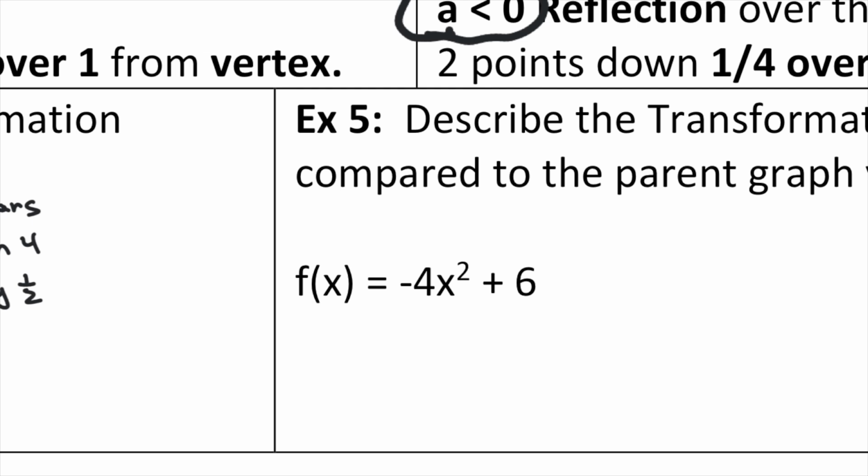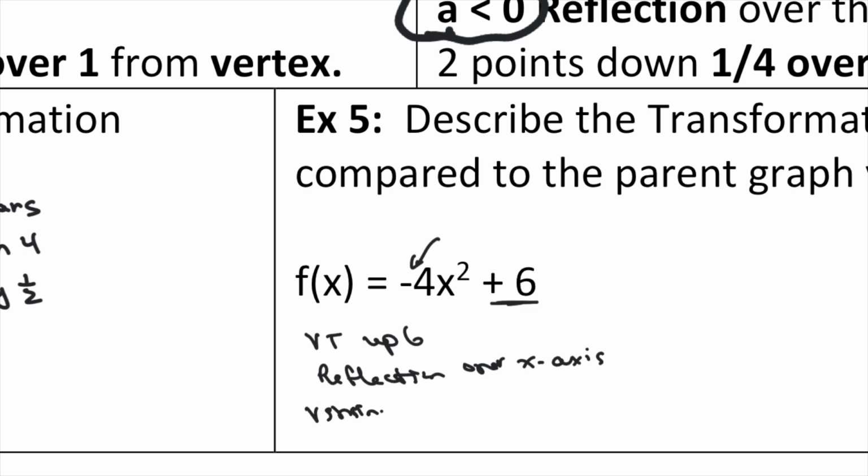As you look at example 5, 3 things are happening. We're going to have a vertical transformation up 6. You know that because of the +6. We also are going to flip over the x-axis because of the negative in front of your a value. So that is a reflection over your x-axis. And the last thing that's going to happen is a vertical shrinkage, which makes it a little bit skinnier. The graph is going to go down 4 and over 1.